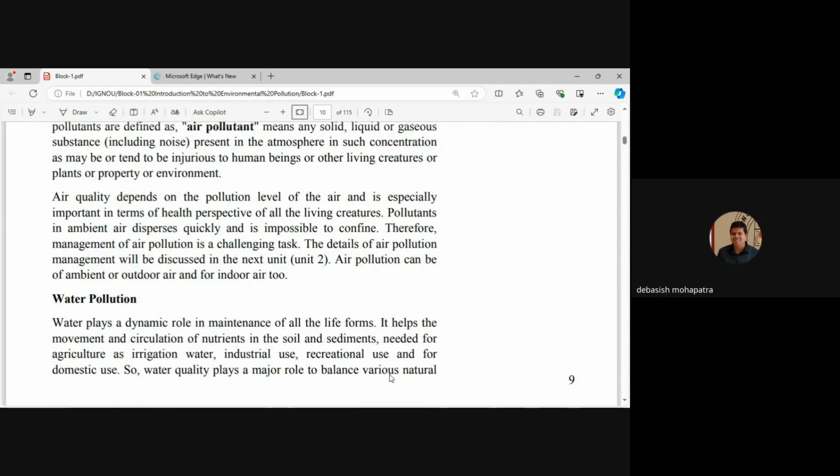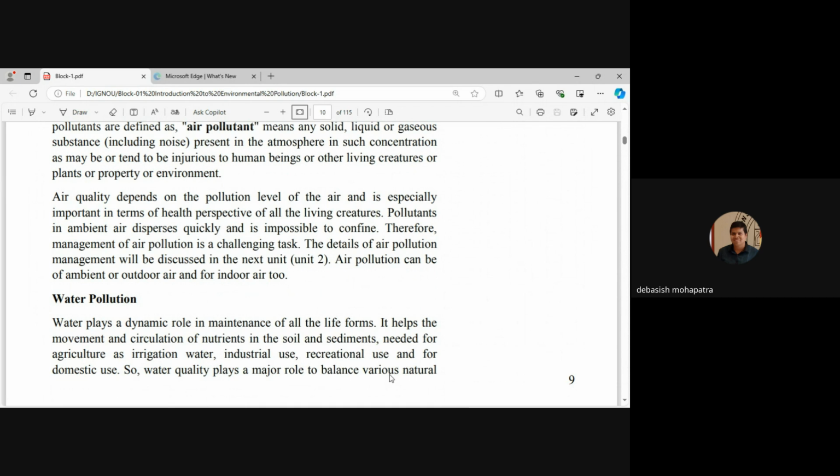Then air quality depends on the pollution level of the air and is especially important from a health perspective of all living creatures. Obviously, because we cannot live long without air. So obviously, air quality is important for us to have a healthy life.